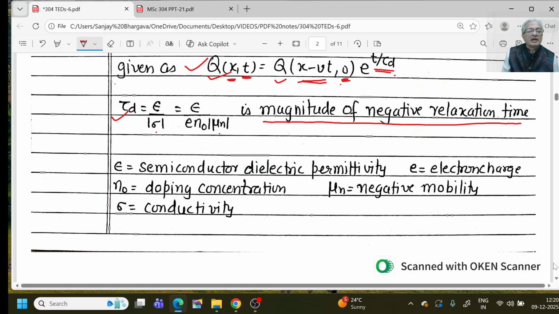In this equation, epsilon represents the semiconductor dielectric permittivity, e represents the electron charge, N0 represents the doping concentration, mu n represents the negative mobility, and sigma represents conductivity. So the various letters that have been used in this equation have been explained here: epsilon for dielectric permittivity, e for the electron charge, N0 the doping concentration, mu n the mobility, and sigma the conductivity.